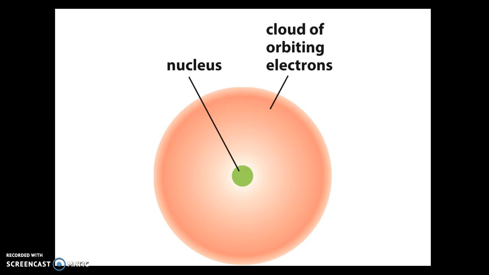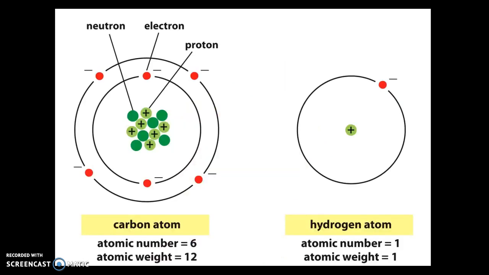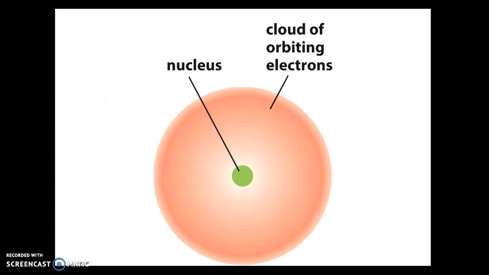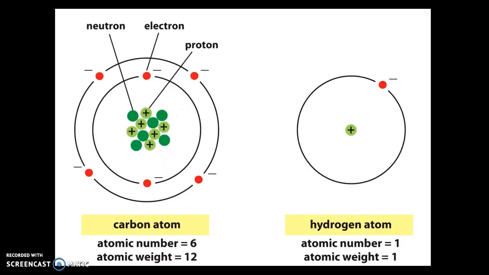There's a nucleus and a cloud of electrons. Very often it'll be drawn as electrons circling the nucleus, but that's really not how it works. It's a cloud of electrons with a probability of where they are. These electrons are how molecules interact with each other. There's going to be a number of protons and neutrons equal to the atomic weight.